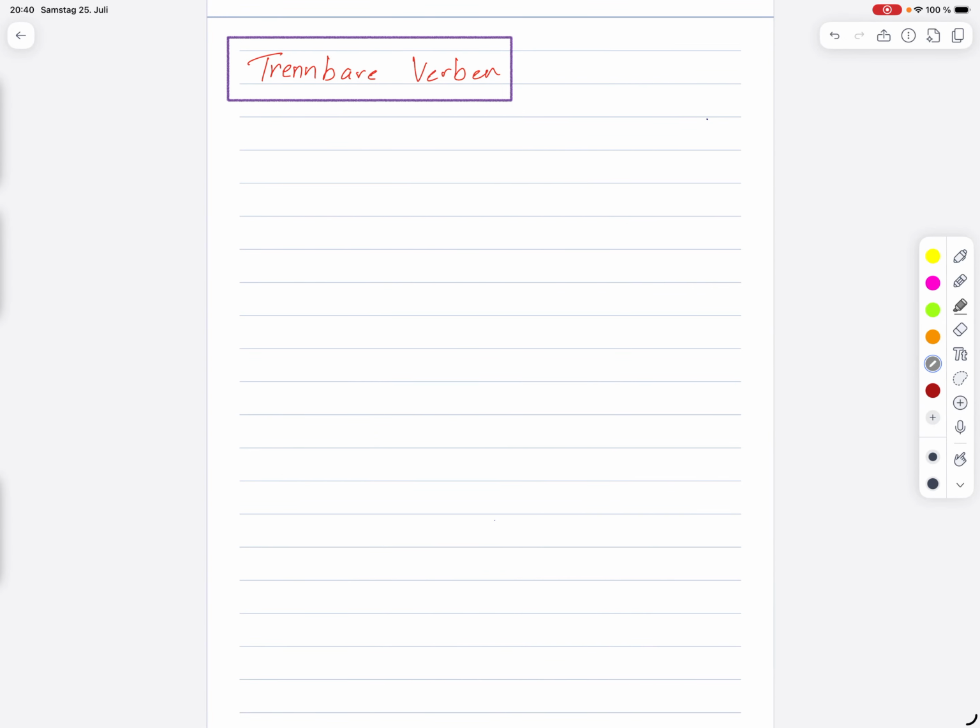Hello everyone. So today we will look at the concept of Trennbare Verben in German. Trennbare Verben means separable verbs in German. So we will look at how they are used and what the sentence structure is, and we will look at some examples later and try to understand the concept.